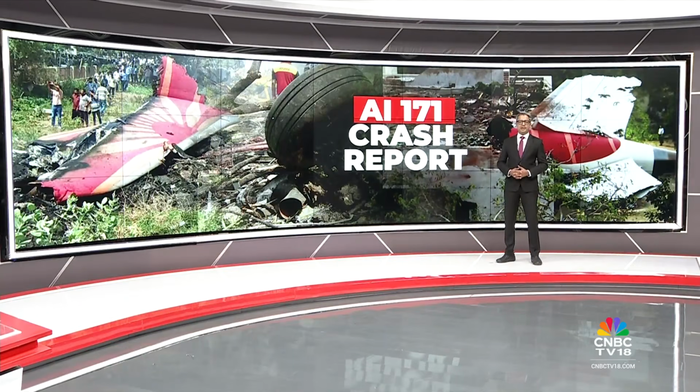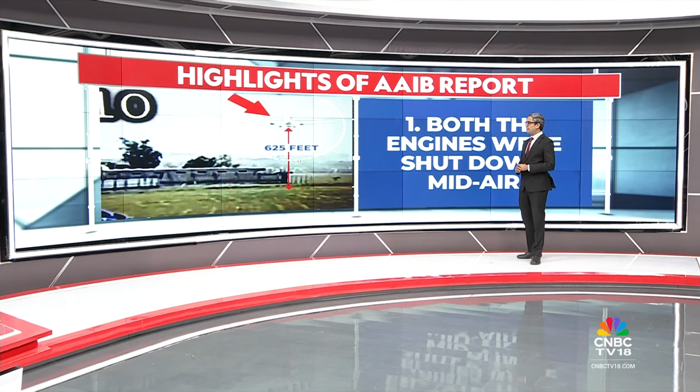Welcome to our continuing coverage here of the preliminary findings of the Aircraft Accident Investigation Bureau, the AAIB, which was constituted under the Ministry of Civil Aviation. It has released a 15-page report which goes into what caused the crash of Air India Flight 171 from Ahmedabad to London Gatwick on the 12th of June. Today is exactly 30 days, a month since that fatal crash in which 241 out of 242 passengers died. Let's bring you up to speed with what the findings of the Aircraft Investigation Bureau are.